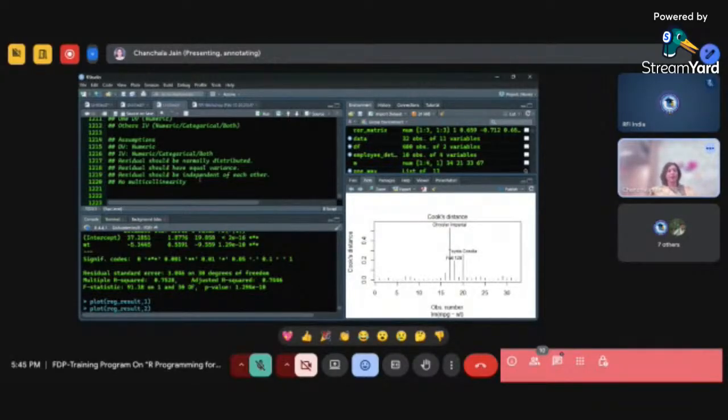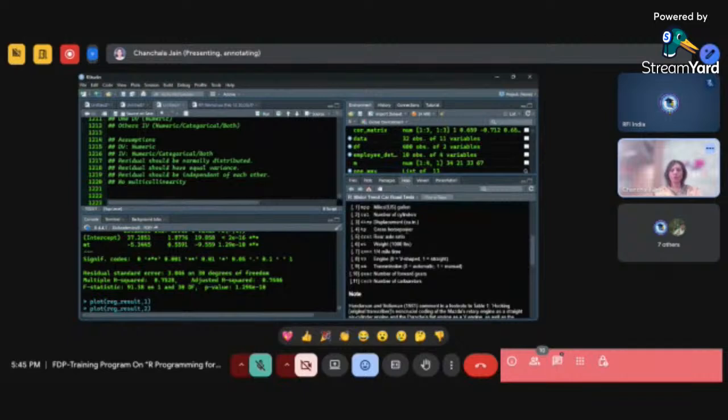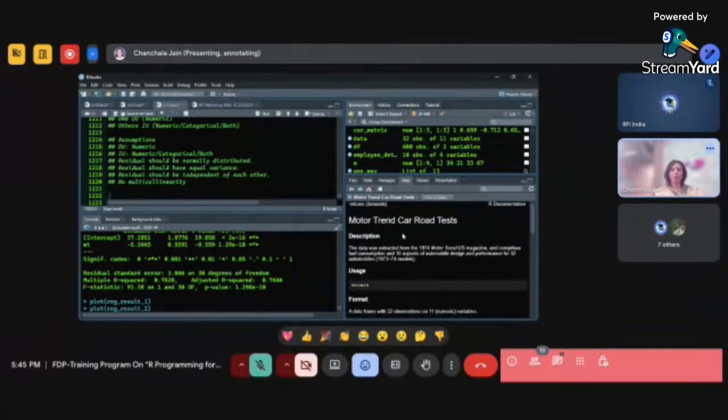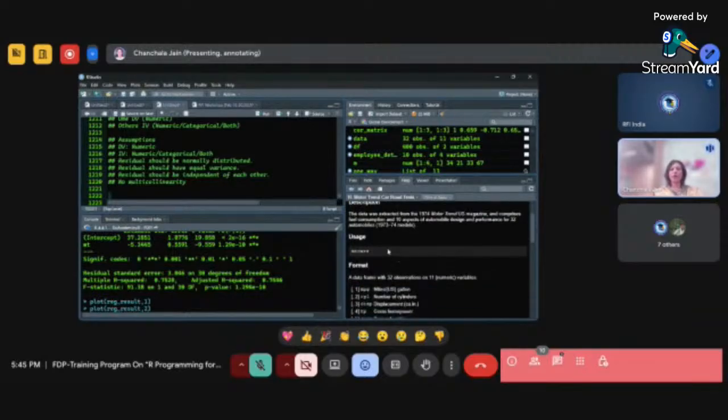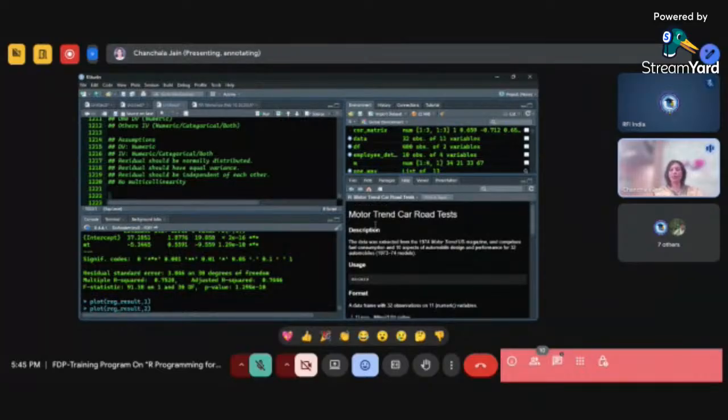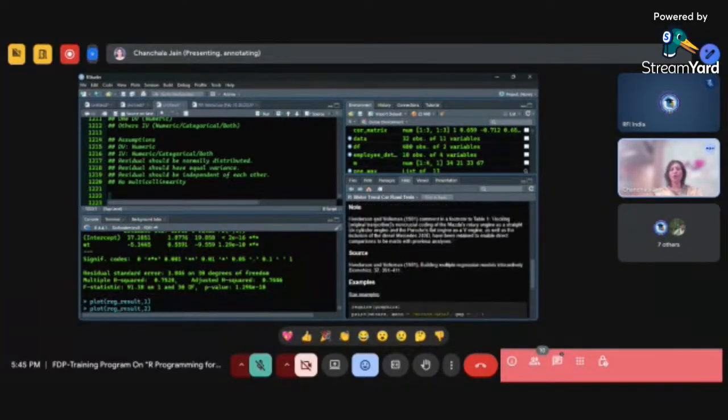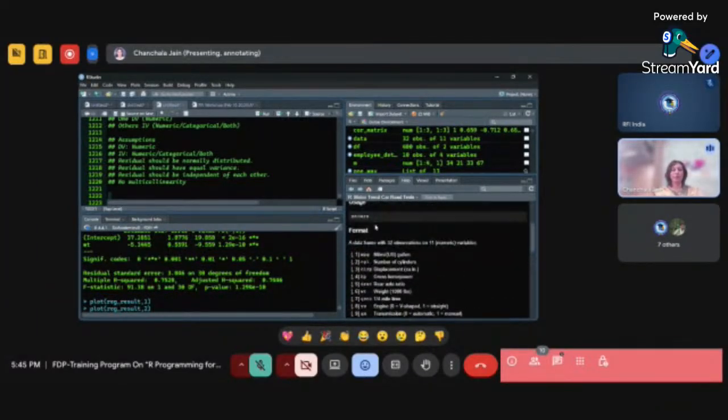So these are some of the assumptions which you need to check when we are talking about multiple regression, right? Yesterday, I took a data set. If you can recall, I talked about the mtcars data set, the Motor Trend Car Road Tests data set. So all the description about this data set is available here. You can go through it. Now I'm taking some variables.